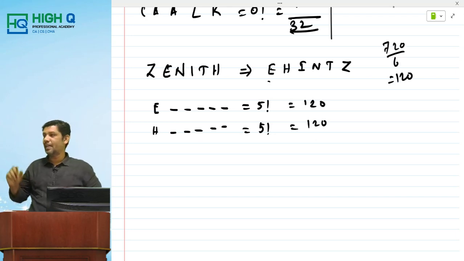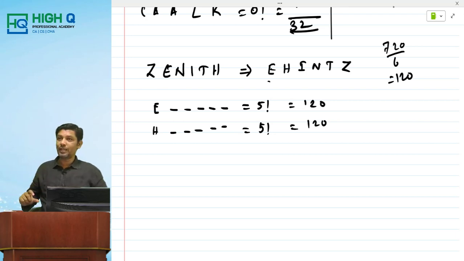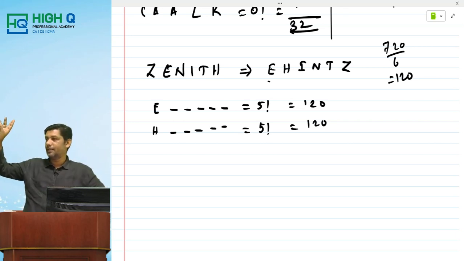So can we say there are 120 words that begin with E, second 120 words begin with H, third 120 words begin with I, fourth 120 words begin with N, fifth 120 words begin with T, sixth 120 words begin with Z. So my position is going to be in that sixth position. Am I right, my dear? Say yes or no?